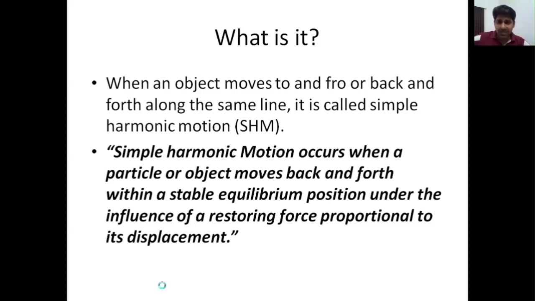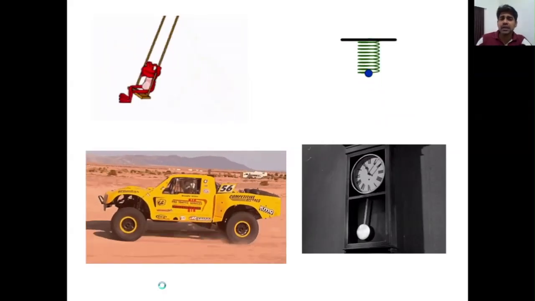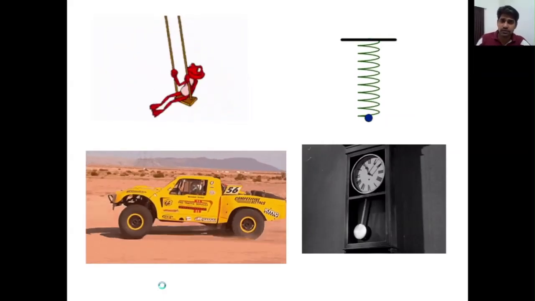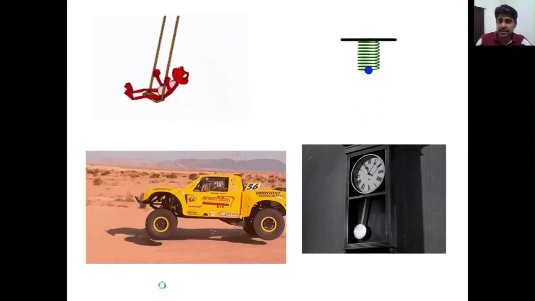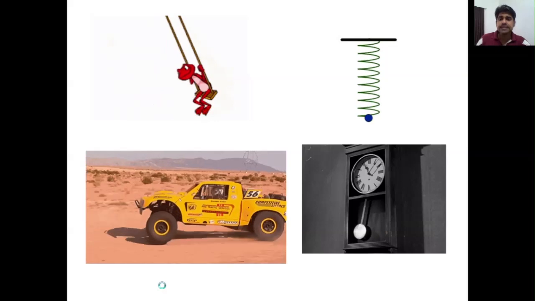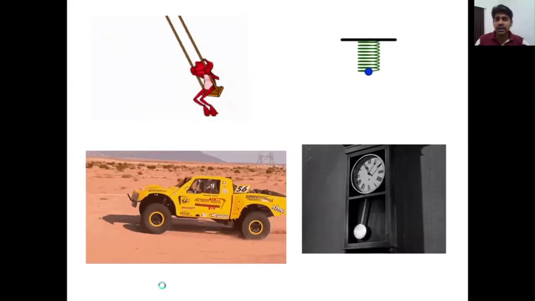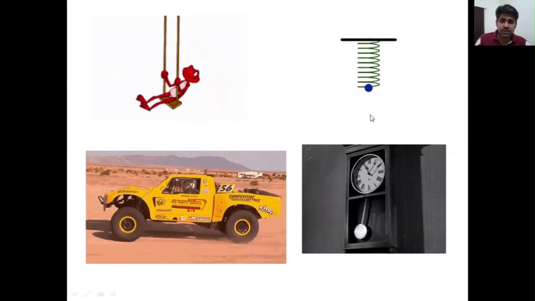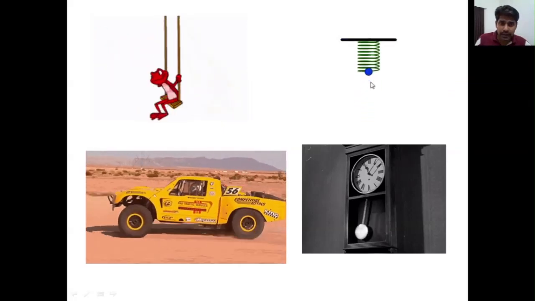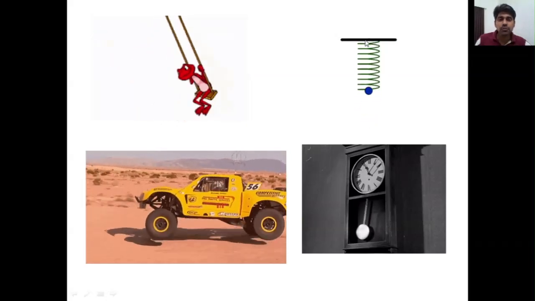Now let's see what this whole thing is. Here you have different examples. The first one is a swing example. You can see that the swing is following the same path, to and fro in the same path. In the second one, you have a spring attached to a mass, so this is moving only in this path. It's a to and fro motion. It is also a simple harmonic motion.